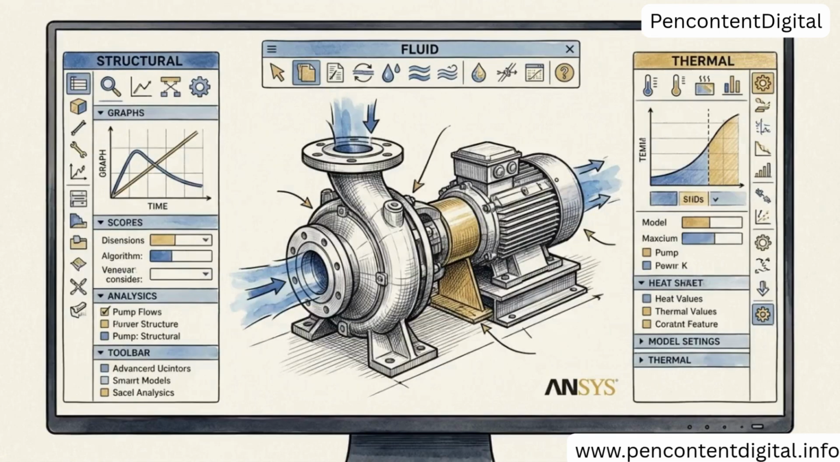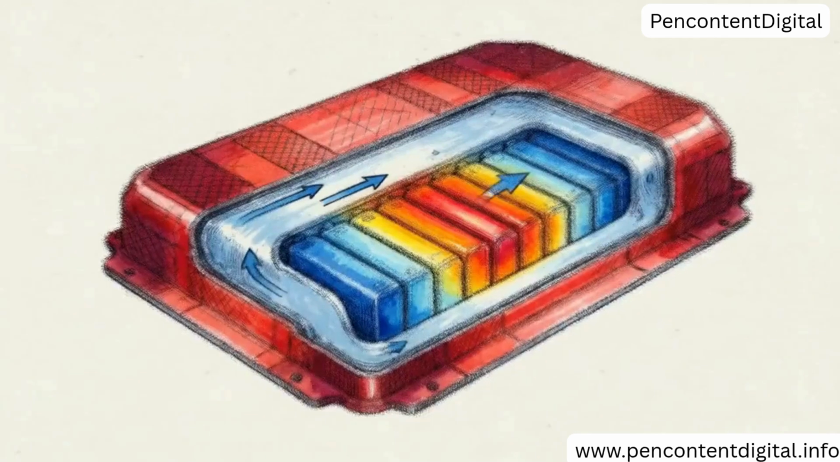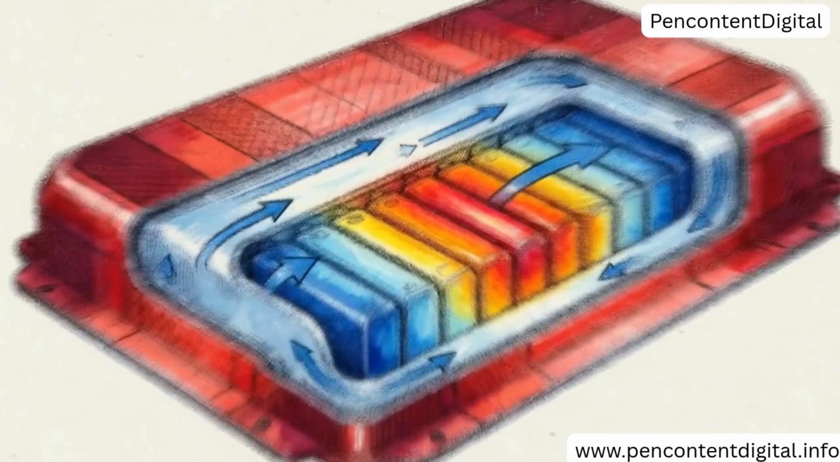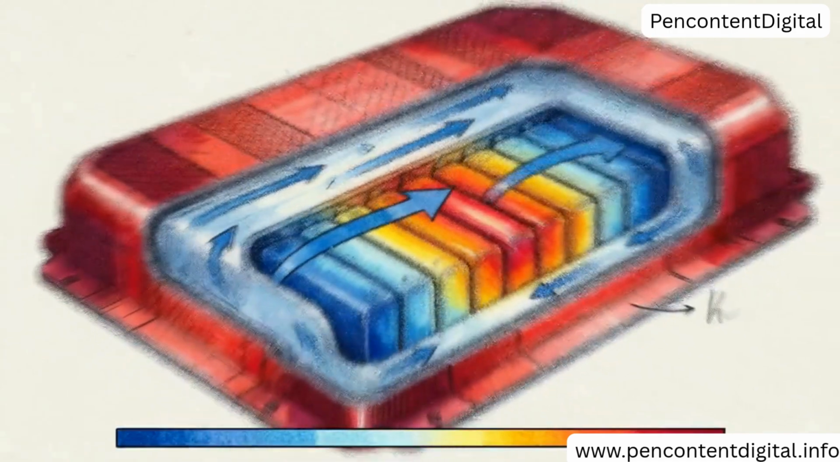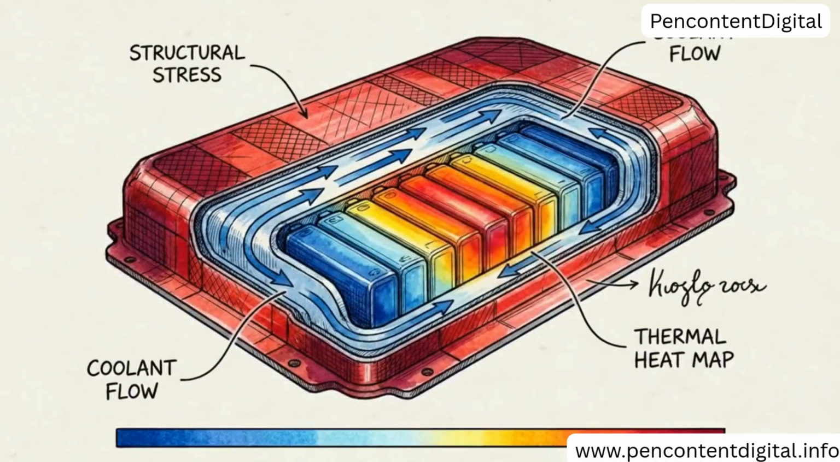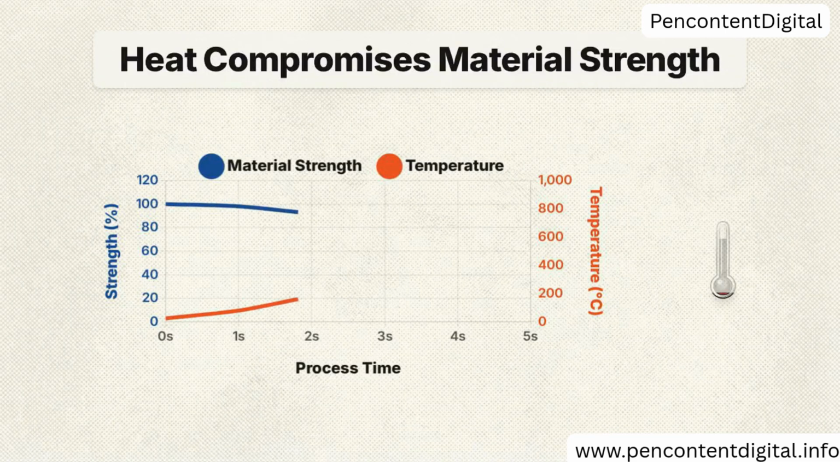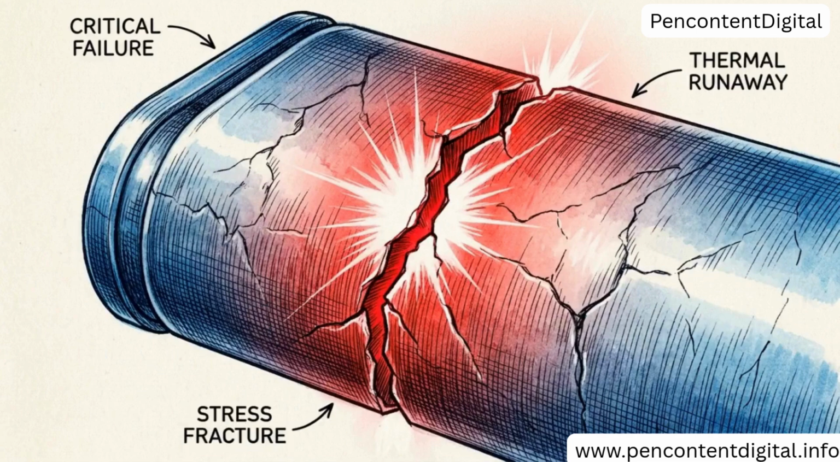Integrating these various domains leads us to multi-physics simulation. Real-world forces do not exist in isolation. In an electric vehicle battery pack, engineers must simultaneously analyze structural chassis stress, coolant fluid flow, and thermal heat maps to ensure safety. In this environment, one domain impacts the other. For instance, extreme heat can weaken the material properties and compromise the structural integrity of the battery casing.